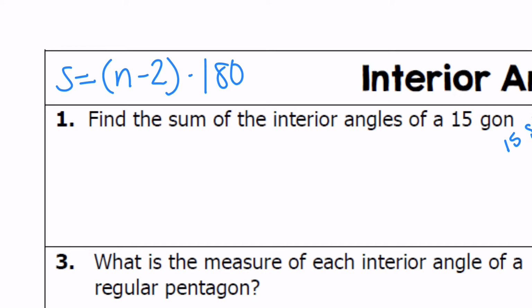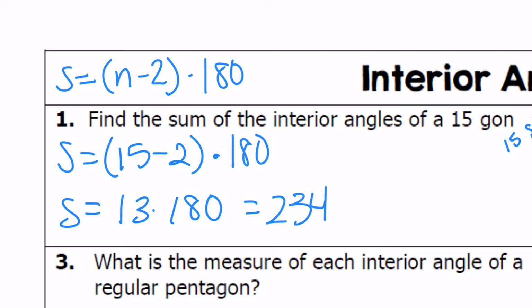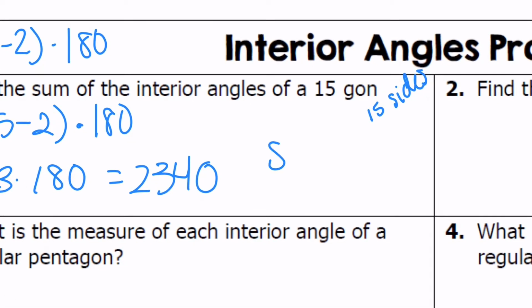That means I take S equal to, that's what I'm trying to find, N, which in this case is the number of sides, so this shape has 15 sides, minus 2 times 180. So when I do that in my calculator, S equals 13 times 180, which gives me 2,340. So the sum of the interior angles of a 15-gon is going to equal 2,340 degrees.